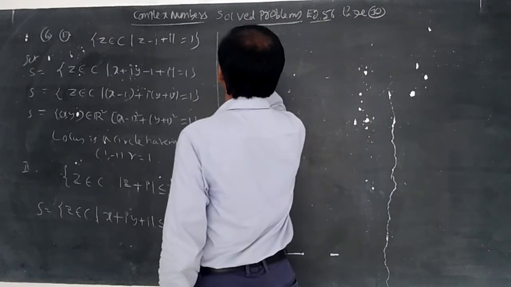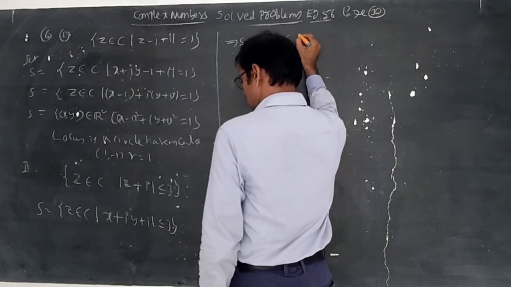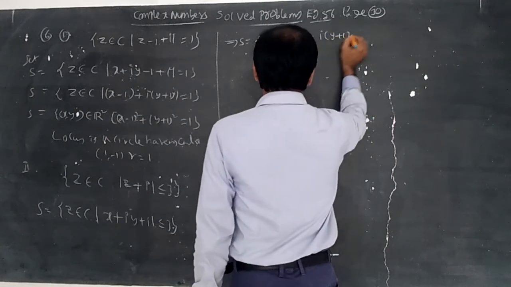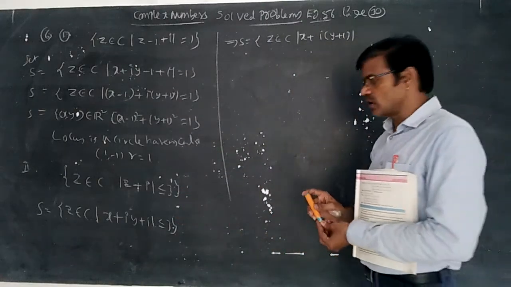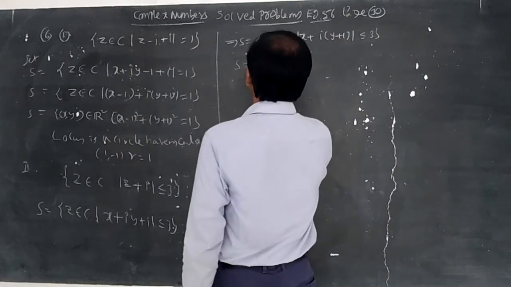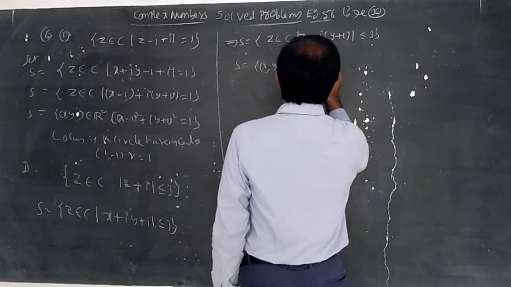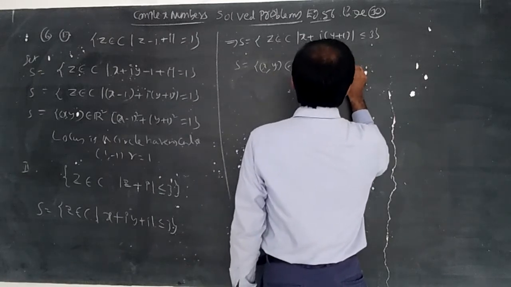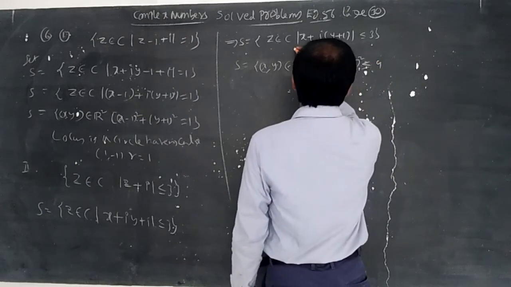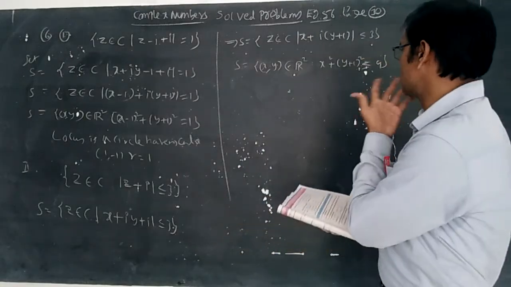That implies the set S is equal to the set of Z belongs to C. Take i common: modulus of x plus i into (y plus 1) is less than or equal to 3. Now the set S is equal to (x, y) belongs to R square, real number square. So take square here: x square plus (y plus 1) whole square is less than or equal to 9.